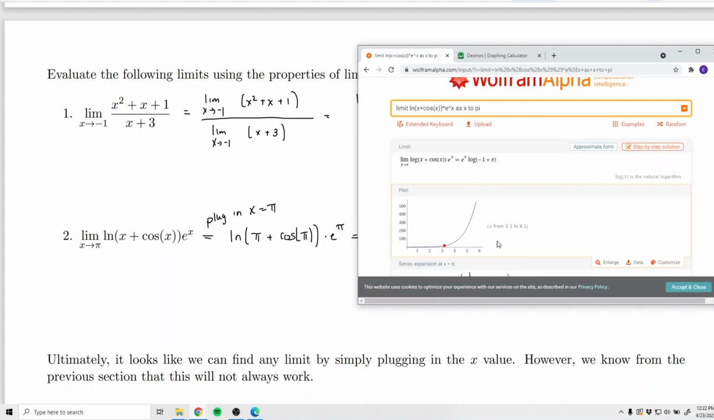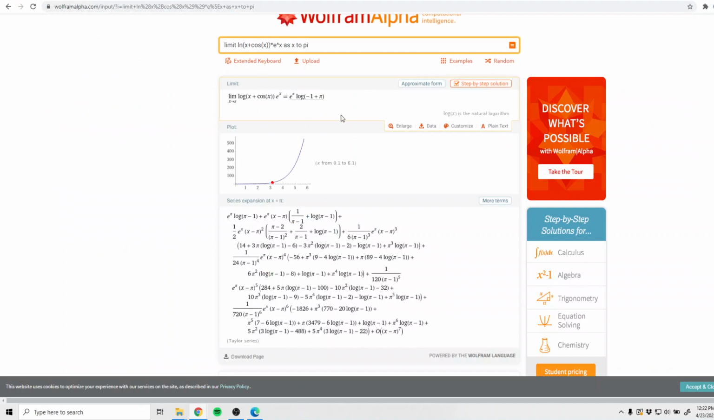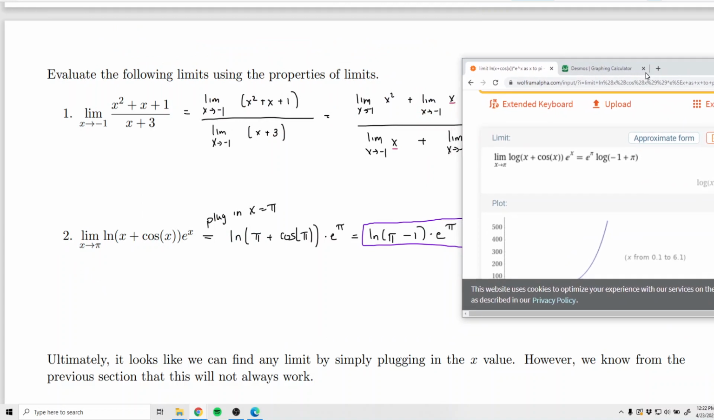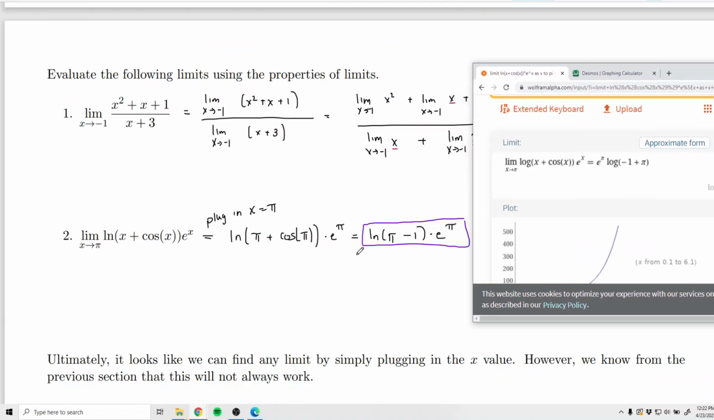Sometimes it's not going to be perfect, but if you look at what it wrote here on the right, it does say the limit. Let me make this bigger. That didn't work. Zoom in. It does say the limit as log, but notice the log is a natural logarithm, so it is ln. Wolfram Alpha just writes log of x plus cosine of x times e to the x. That's exactly the function we had, so we're doing the right thing, and we get e to the pi times ln of -1 plus pi, and that's exactly what we have. We just have it written in a different order, but it's multiplication, so the e to pi could come to the front, and the pi minus 1 is the same thing as -1 plus pi.